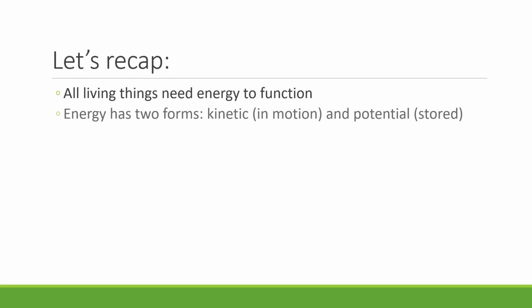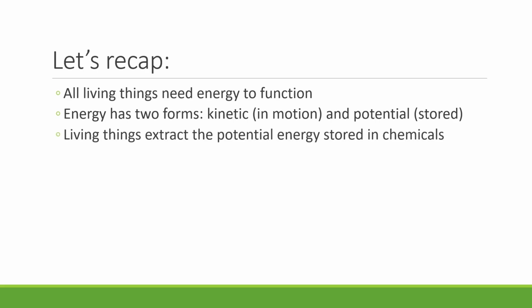So at this point, we're going to take a moment to recap what we've talked about so far, because this chapter is pretty technical and abstract, so it's important to step back and look at the big picture. At this point, we have established that all living things need energy to function, and that energy has 2 forms: kinetic energy, which is the energy of motion, and potential energy, which is stored energy. Living things need to do all sorts of kinetic energy activities, and they have to derive that kinetic energy from some stored source, which turns out to be chemicals. Living things get their kinetic energy by extracting the potential energy stored in chemicals.